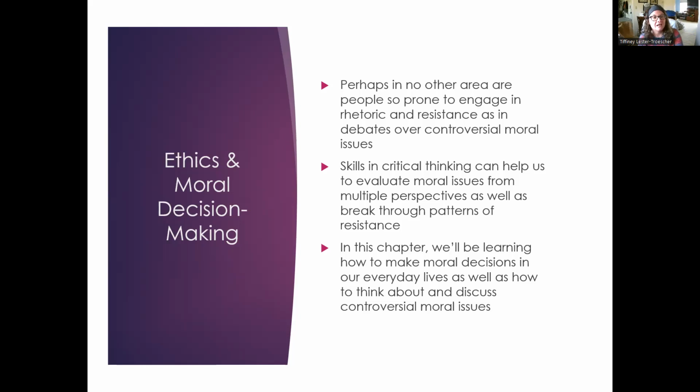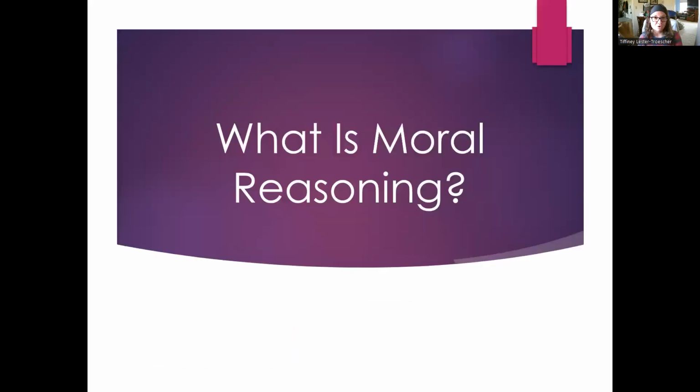Once you start to do that, you start looking at things from multiple perspectives and considering information from all different sides of the issue, that's critical thinking. And we've seen how it can be used in standard arguments, but we can't forget to apply it pretty much the same way, even when we're dealing with ethics and morality. All right, so we're going to be looking at how to make moral decisions in our everyday lives, as well as how to think about and discuss controversial moral issues. So what is moral reasoning?